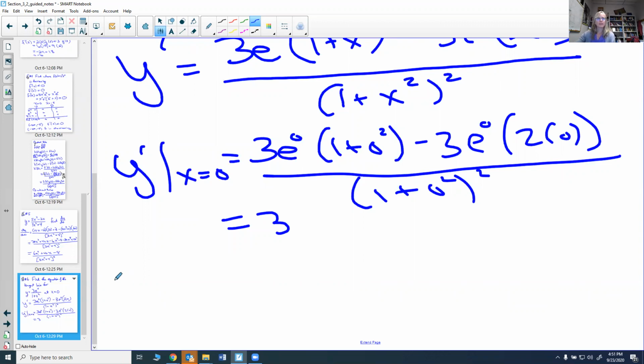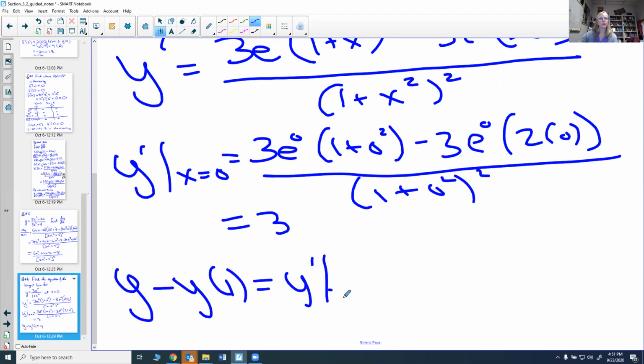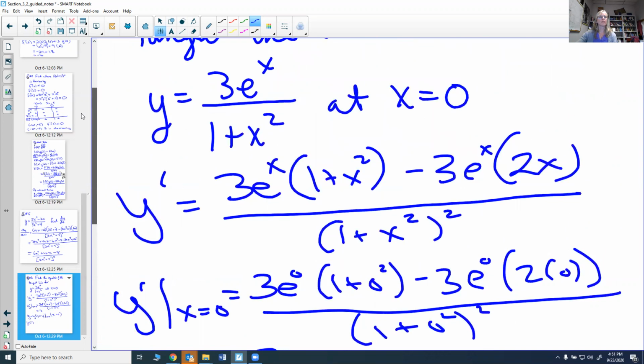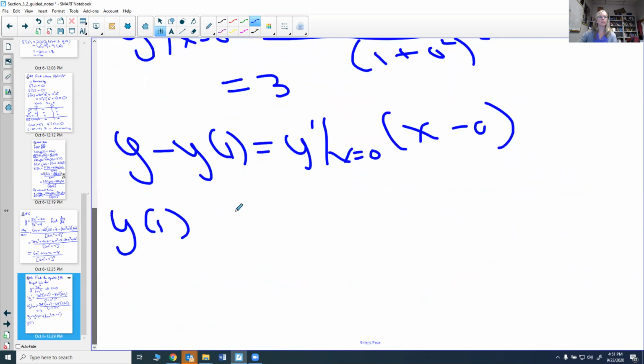Now, I still have to find the equation of the tangent line. Remember, the equation of the tangent line is y minus y1 equals the derivative evaluated at 1, or at 0, sorry, times x minus x1, which is 0 in this case. So what I need to do is find out what y1 is. So I need to find out what y of 0 is before I can do anything else. So remember, my function was 3e to the x over 1 plus x squared. So it'd be 3e to the 1, sorry, e to the 0. This isn't y1. I don't know why I put that.